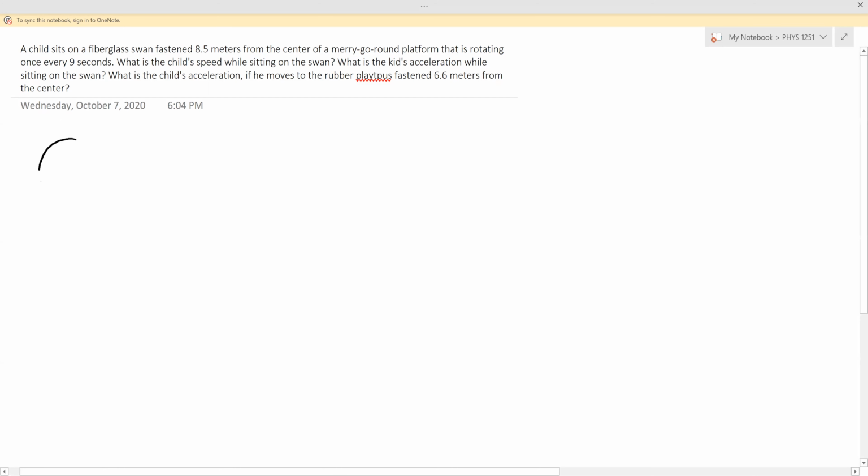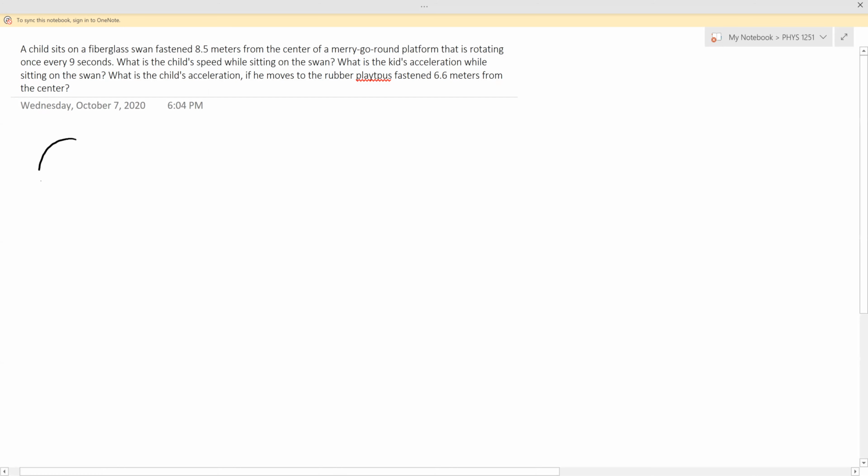And we know that velocity is equal to the change in distance over the change in time. So for the distance, it'll be the distance they travel around the circle in the mentioned amount of time. So to find the distance traveled, we'll need to find the circumference of the merry-go-round platform. And circumference is equal to 2 pi r.